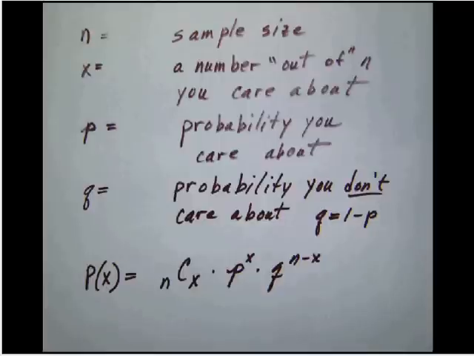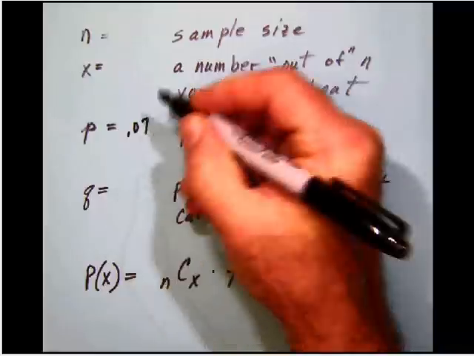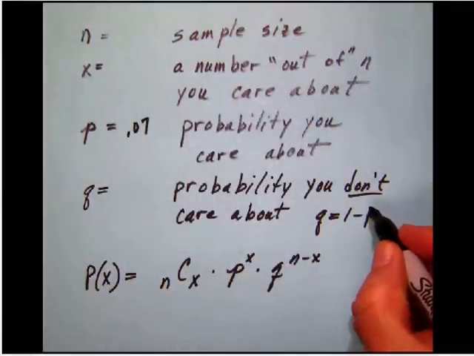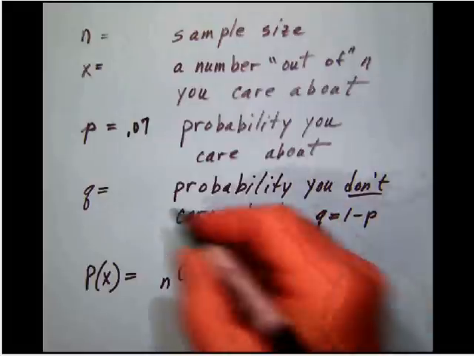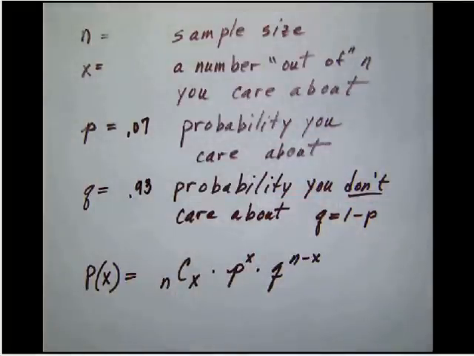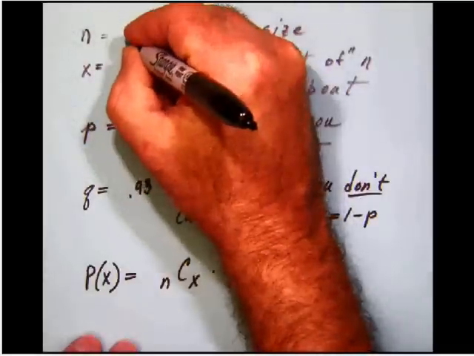So let's pencil that in on our notes here. So our probability that we care about, 7%, 0.07. Now immediately we can calculate the probability that we don't care about, which is going to be 1 minus 0.07, or 0.93. So we can get this much of it done by reading the first sentence. Let's keep going. Now a management team in Portland has this big meeting, and all 6 members, this is our total sample size, all 6 members are hard at work. So this is N, and so we'll go back, make a note here. N is 6.